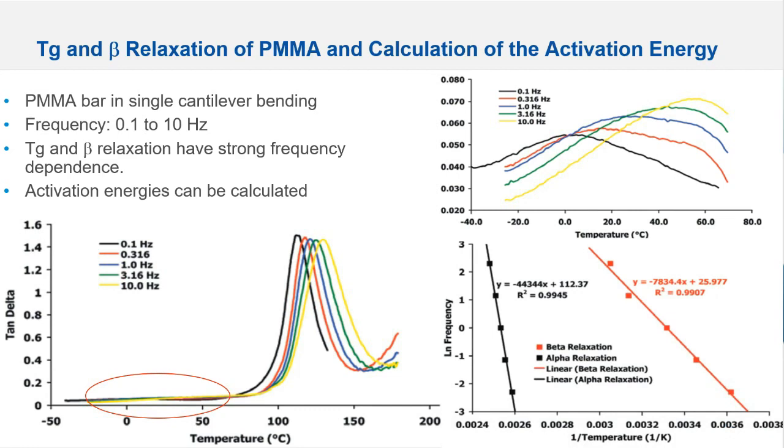Then the Arrhenius equation can be used to calculate the activation energy for these relaxations. A plot of log frequency against 1 over temperature is known as an Arrhenius plot. The activation energy for the beta relaxation of PMMA is calculated to be 65 kilojoules per mole, and for the glass transition, it is 368 kilojoules per mole. Both lines show excellent fit parameters.